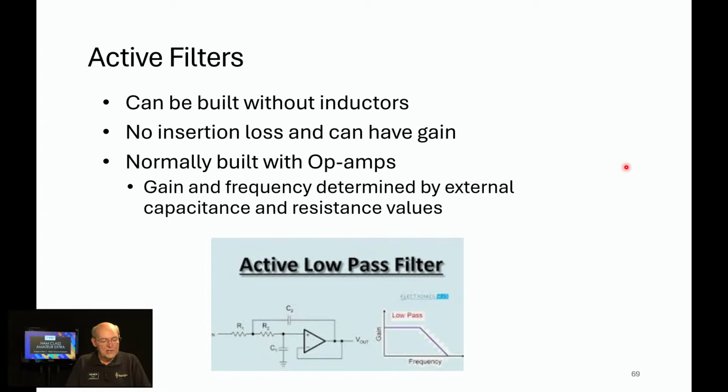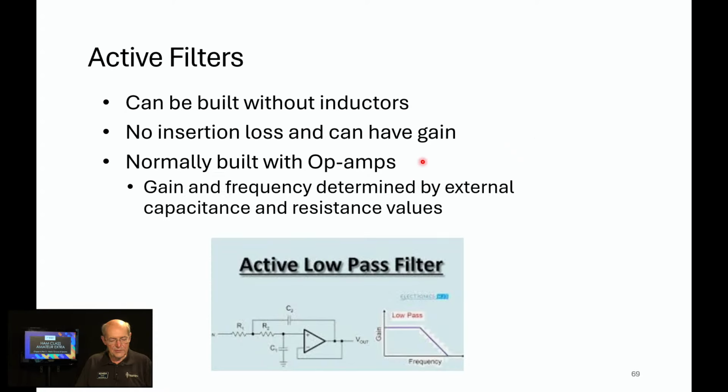Now we're going to switch to active filters. Remember, active filters are filters that are going to have gain, so they're going to be involved with an amplifier and feedback loops around the amplifier. They can be built without inductors. There's a lot of RC filters out there. I'll be showing you one. They have no insertion loss because the active device makes up the loss of the filter. Normally built with op amps.